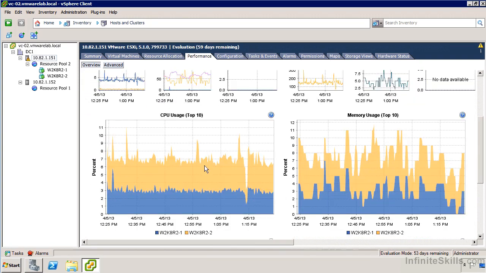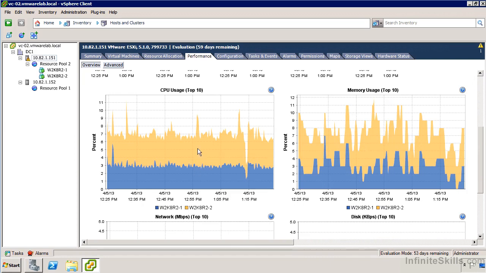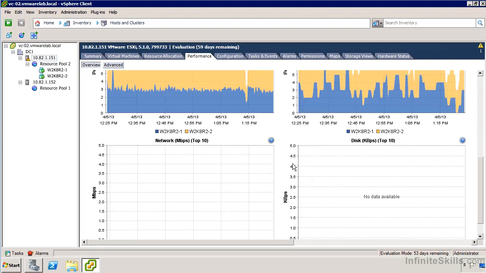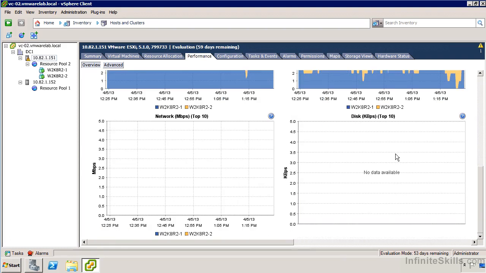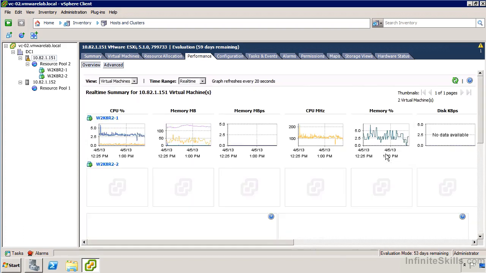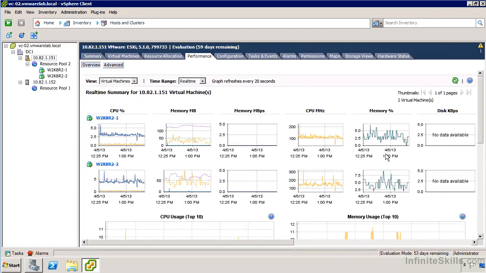In this case, I only have 2 virtual machines, so it's reasonably straightforward, and we can see we're reasonably well dividing up our resources. But that might not always be the case. We could see disk and network information for the top 10 virtual machines as well. But still, this might not really be enough. So we also have the option to switch over to the advanced view.